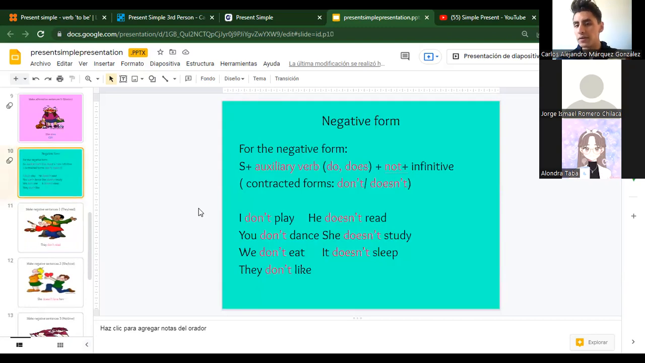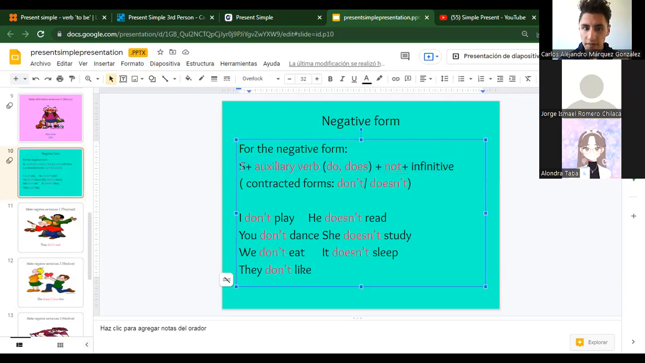Well, now we're going to talk about how to form negative sentences in present simple, okay? This is kind of different, okay? I want you to pay attention, because it can be difficult for you. I know that affirmative sentences are difficult, so you have a lot of information. That's the reason I want you to take notes and pay attention, okay? And here we have the structure.